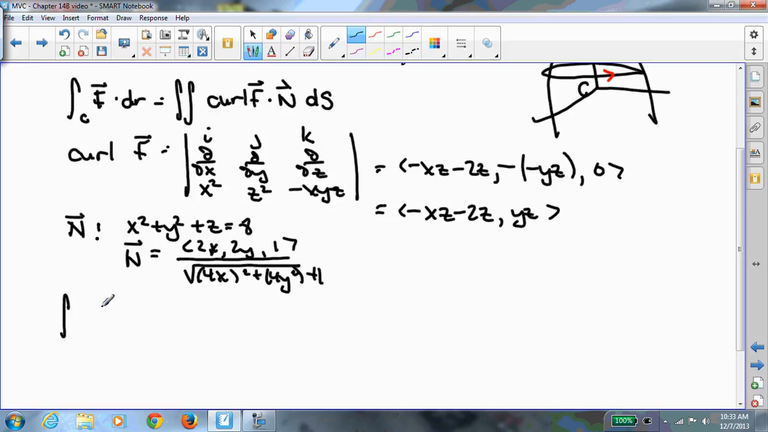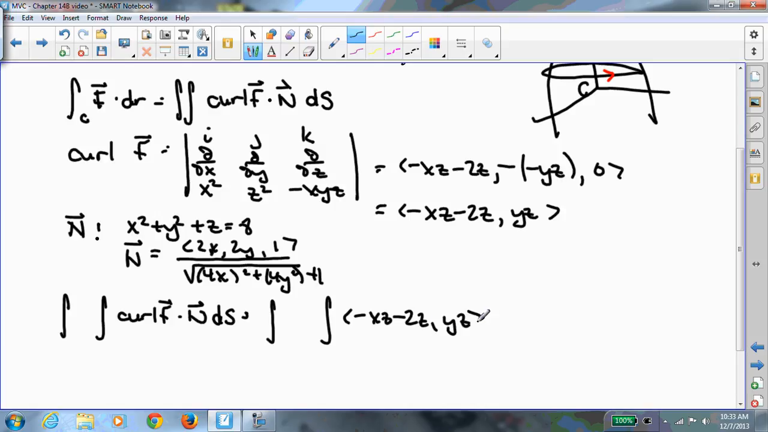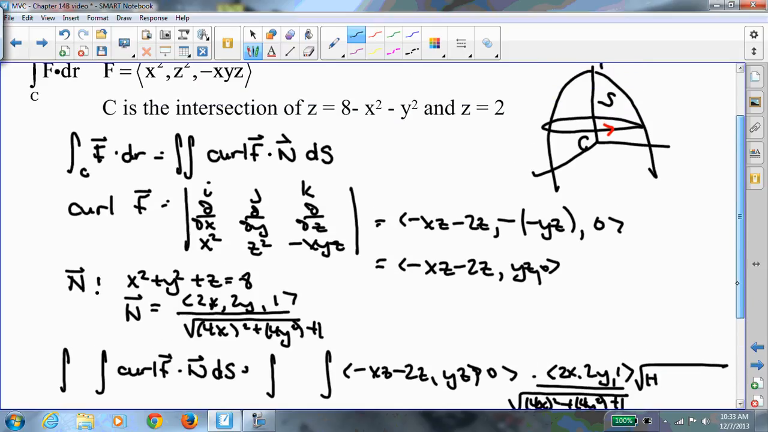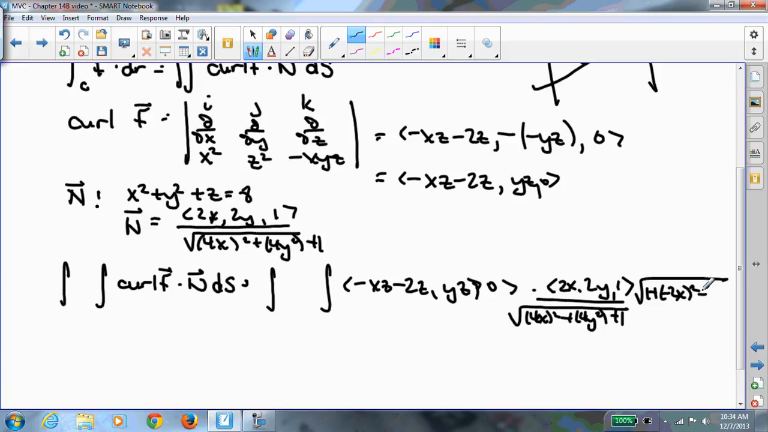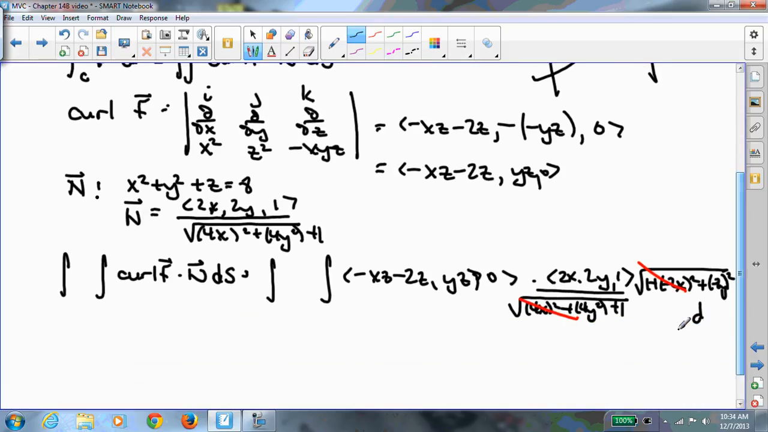So I will set up a double integral for curl F dot n dS. Curl of F is negative xz minus 2z, yz, 0. Should be a 0 up here. Dot my n component, 2x, 2y, 1, divided by its magnitude, the square root of 4x squared plus 4y squared plus 1. And then my dS component, which is the square root of 1 plus z sub x squared, which is negative 2x squared, plus z sub y squared, negative 2y squared. And you can see these two cancel each other out as well. Okay, so let's say dy dx.